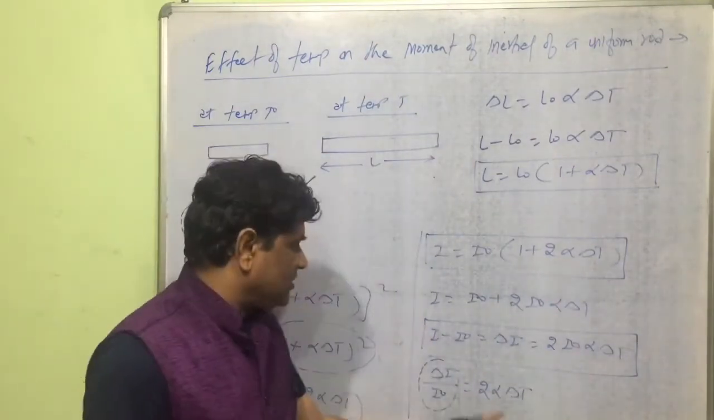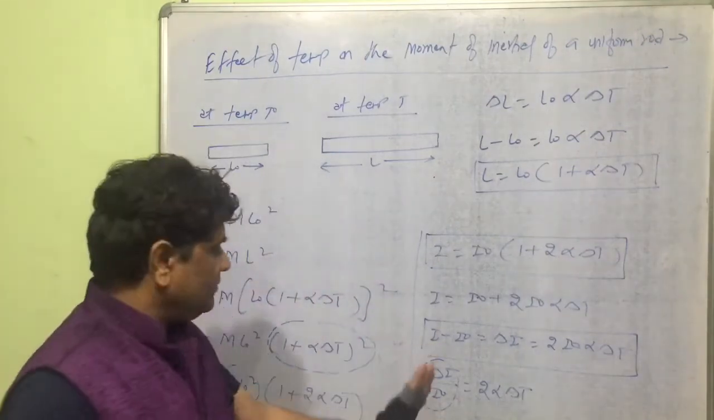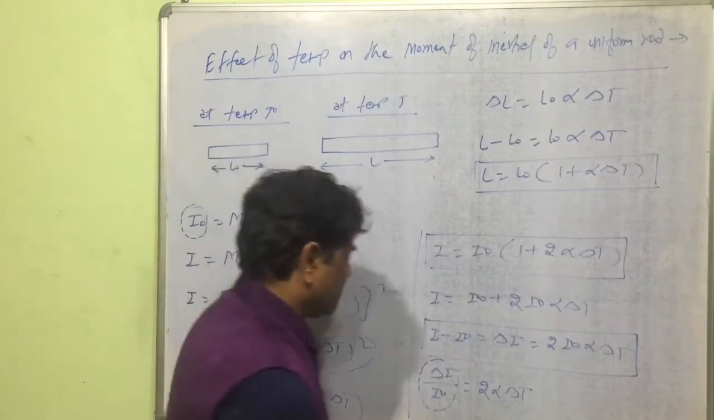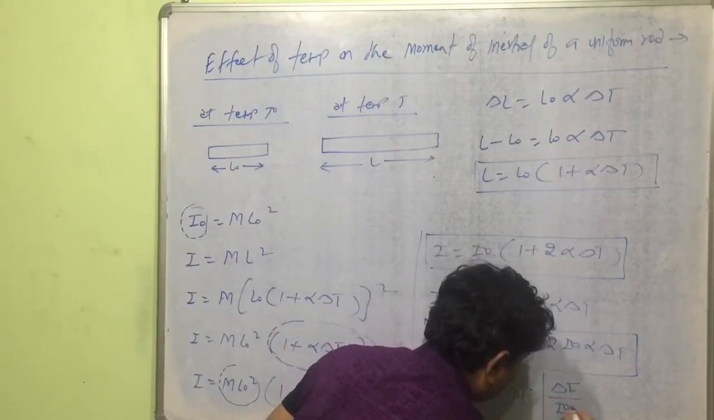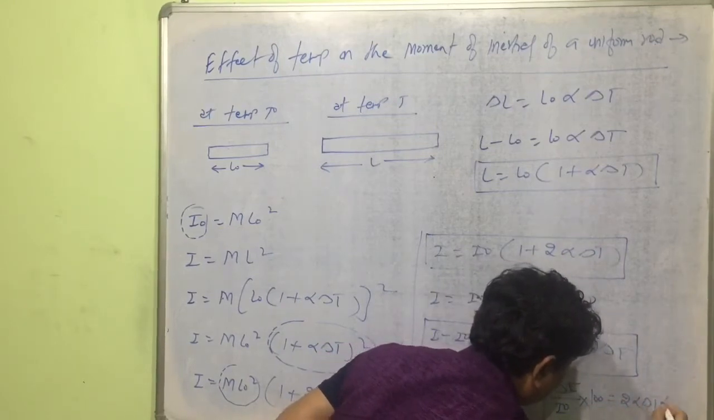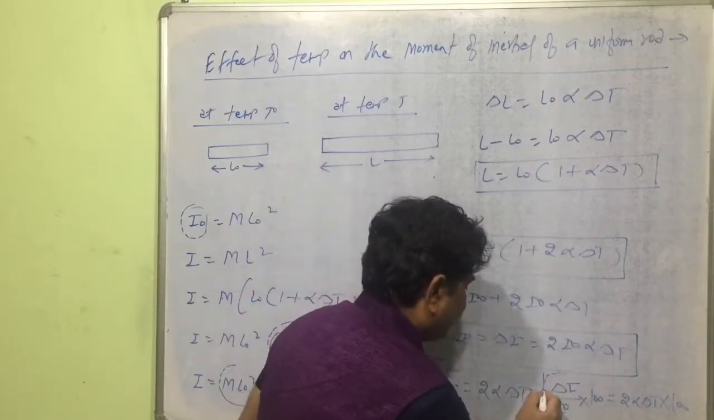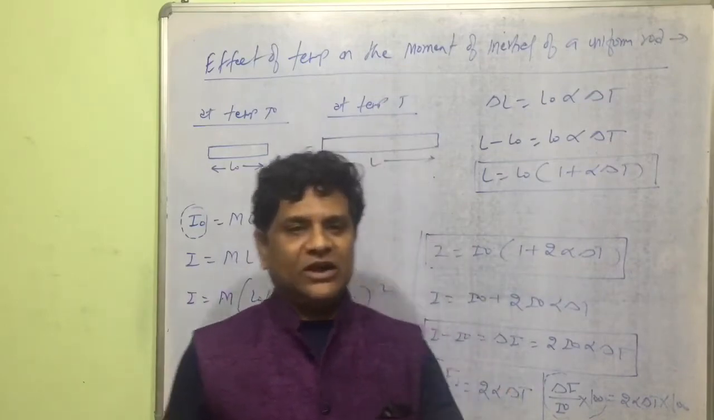And its value is equal to 2 times alpha delta T. Now multiplying by 100 on both sides, the relation will be delta I by I naught into 100 is equal to 2 times alpha delta T into 100. What is this delta I by I naught? It is known as the percentage change in moment of inertia.